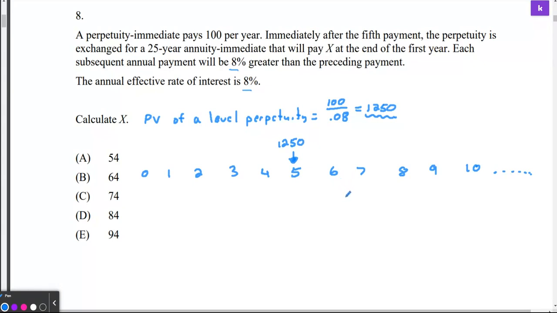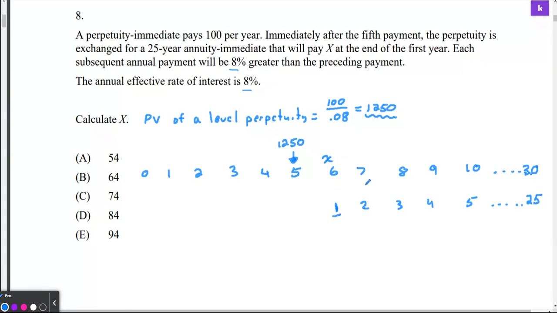And you're going to be doing this for 25 years after the fifth year. So an annuity immediate means the valuation date is one period before the first payment, if you want to get the present value. Then we go all the way to 25. This would be the 30th one here. So this is going to be X right here, X at the end of the first year, or the sixth year.